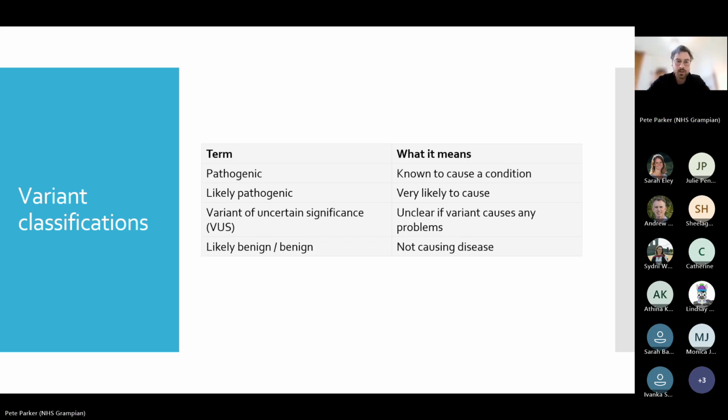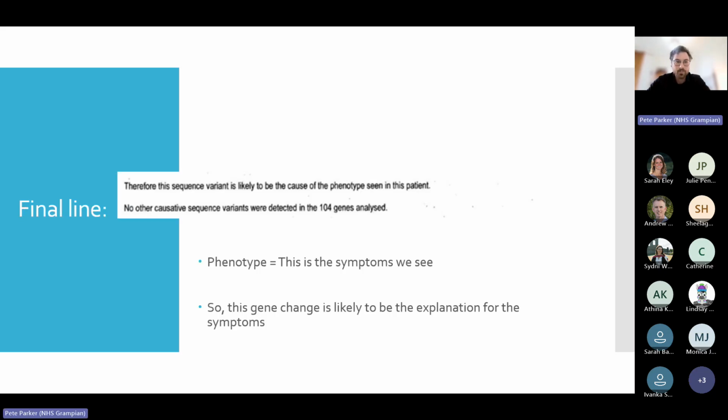Okay. And this is just the final line, kind of repeating what we said. Therefore, the sequence variant is likely to be the cause of the phenotype seen in this patient. Phenotype just means the symptoms that we're seeing in this patient. So the sequence variant is likely to be causing the symptoms in this patient. And just a bit saying they didn't find any gene changes in the other 104 genes that they looked at.